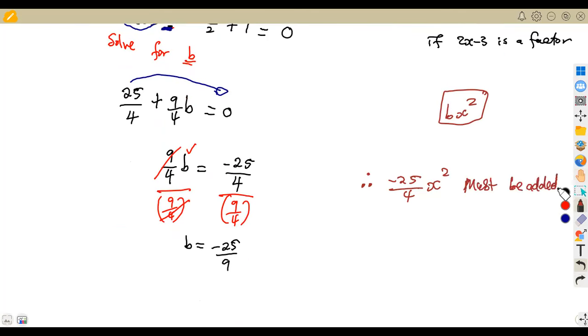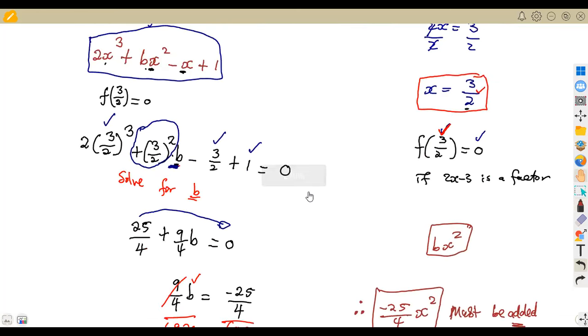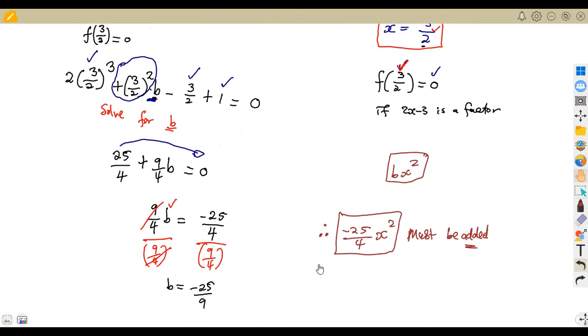The moment we put this part on our expression, this 2x minus 3 becomes a factor. Are we seeing how they are trying to ask this question? It is just a play around. They want you to play around with your information.